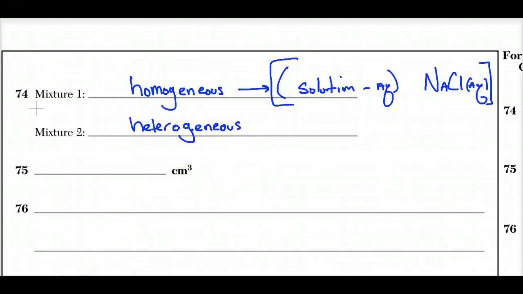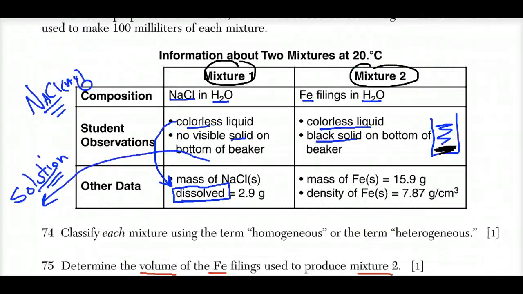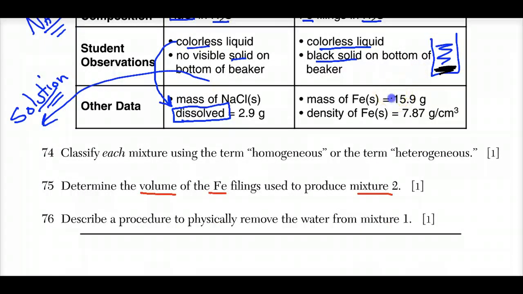Number 75. Number 75, determine the volume of the iron filings produced to produce mixture 2. Well, the only information they give me about the iron is that I have its mass and its density.